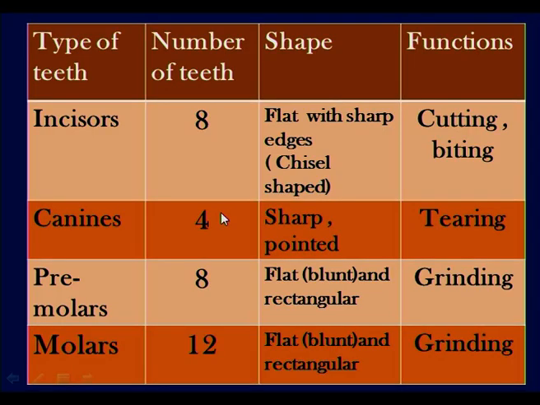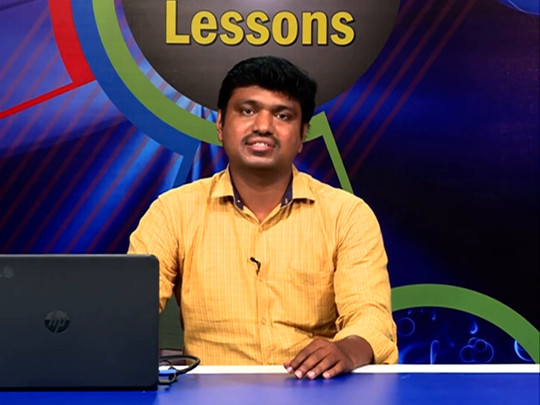Students, look at this. This table shows the type of teeth, their shape and their functions. Incisors, the number of teeth is 8, the shape is flat with sharp edges, that is chisel shaped, and they are used in cutting and biting the food. Canines, the number of teeth is 4, they are sharp and pointed. Students, in carnivorous animals, these canines are well developed with long pointed edges, which help in tearing the flesh.